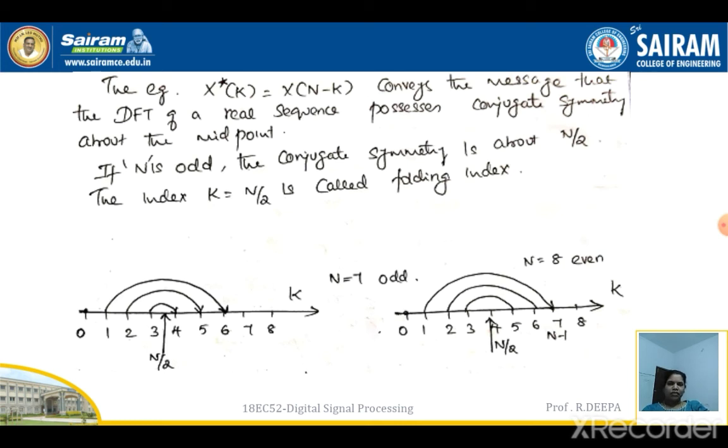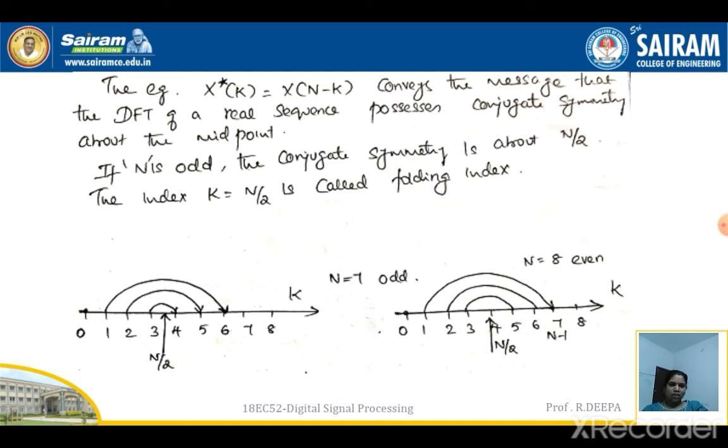And similarly, if N is even, here I have taken an even number as 8. So N by 2 is equal to 8 by 2, it is 4. So across 4 you can observe the conjugate symmetry. That is, 3 will be equal to 5 and 2 will be equal to 6 and 1 will be equal to 7. That is, it exhibits conjugate symmetry.